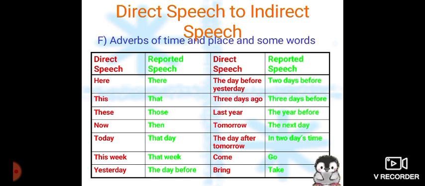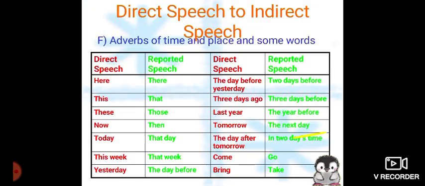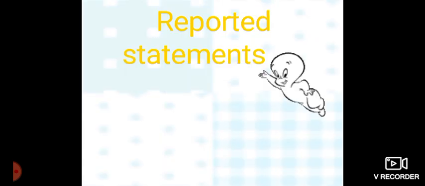So if the word is 3 days ago, it changes to 3 days before. If the word is last year, it changes to the year before. Tomorrow changes to the next day. The day after tomorrow changes to in 2 days' time. If the word come is there, it changes to go. If the word drink is there, it changes to take. And then the reported statement.